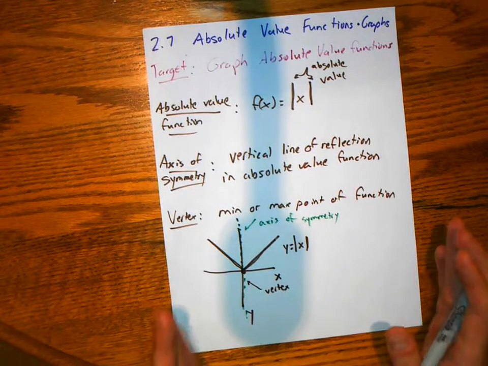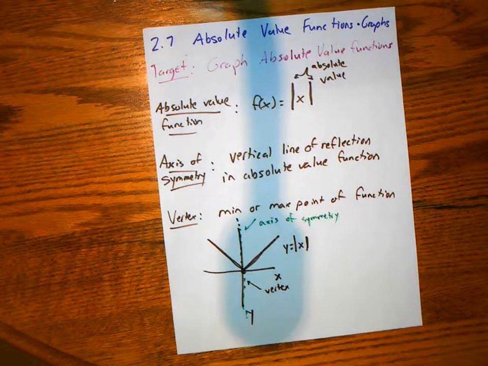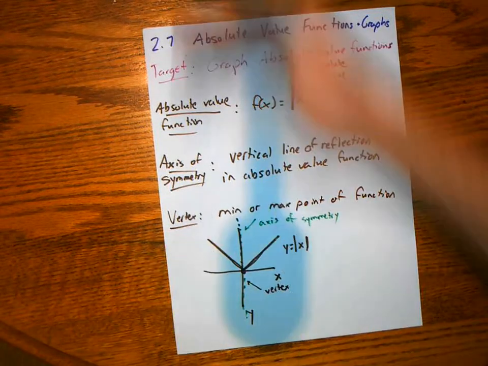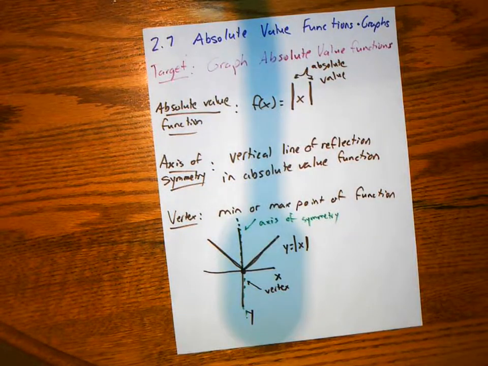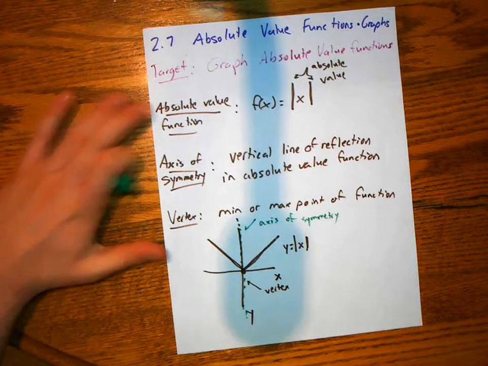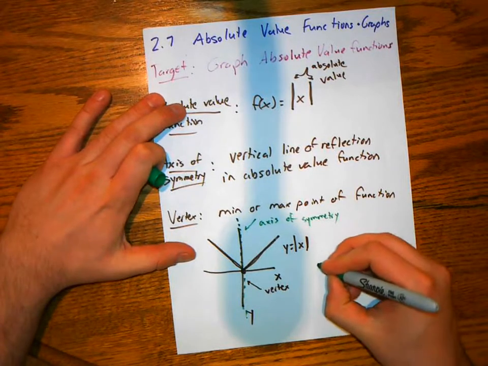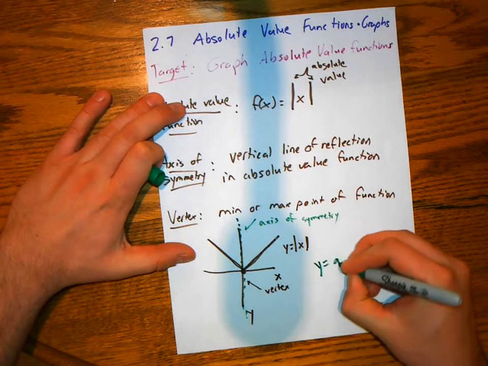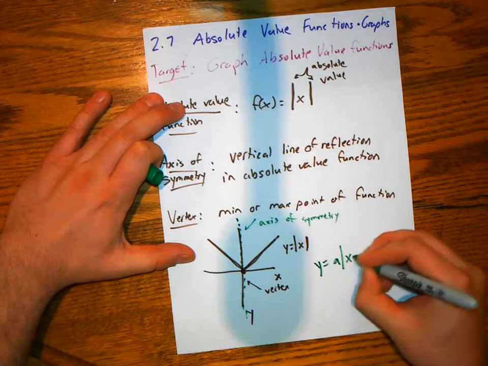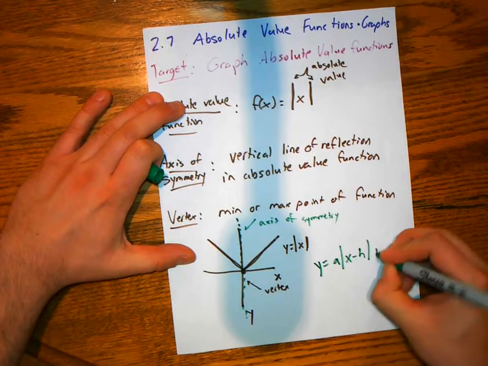There may be instances where the graph is translated left or right, up and down. It may be reflected vertically or horizontally, or it may be stretched or compressed, depending on what we're doing to the graph. If any of those transformations apply, the graph is going to be in the general form: a times the absolute value of x minus h, plus k.